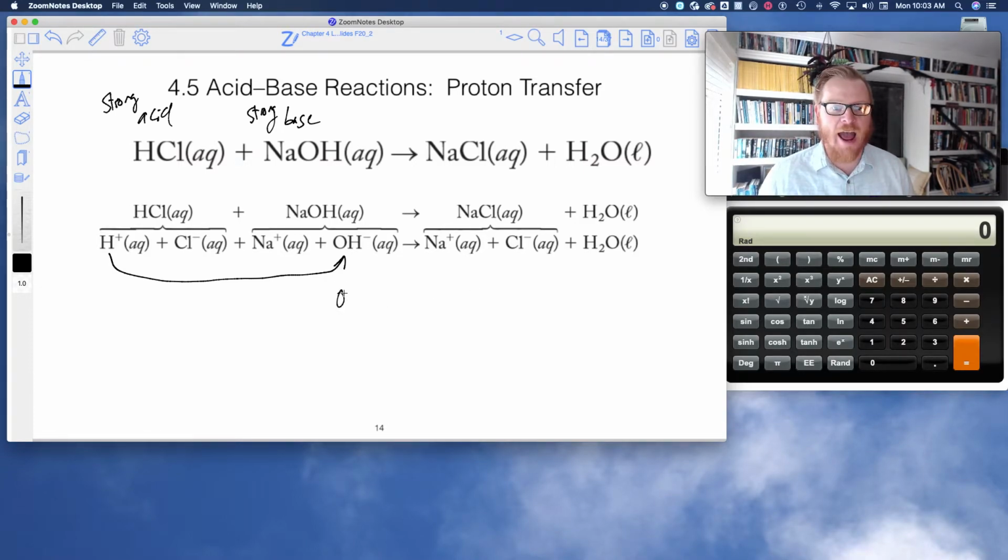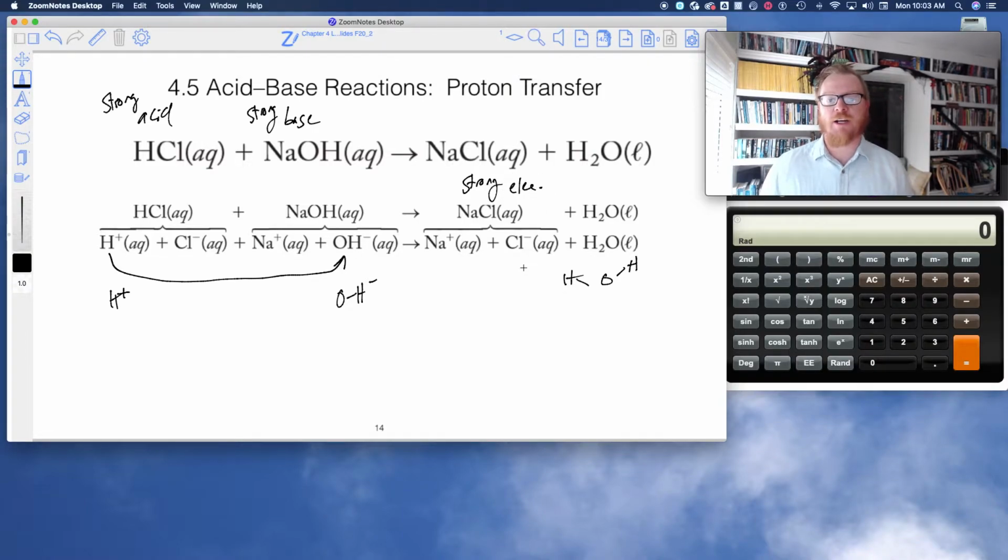H2O, right? When we have this OH minus and this H plus, they're like little peas in a pod. They combine to make H2O. And so now what's also important to note is that sodium chloride is also a strong electrolyte.